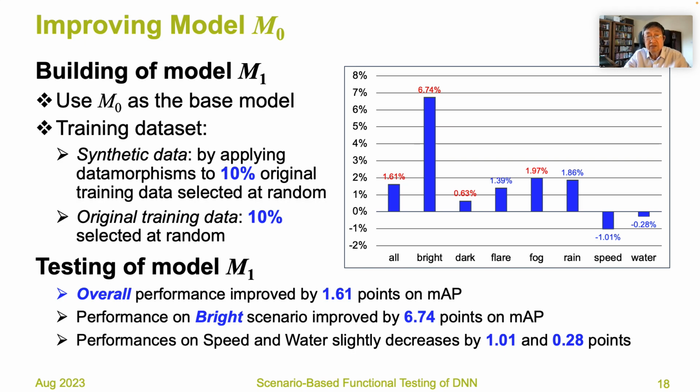Testing M1 on the whole test data set, we found the overall performance of the model improved by 1.61 points on the mean average precision. In particular, the performance on the bright scenario, which is the weakest scenario we saw in the previous slides, improved by 6.74 points. However, we also observed the performance on speed and water scenarios slightly decreased by 1.01 and 0.2 points.